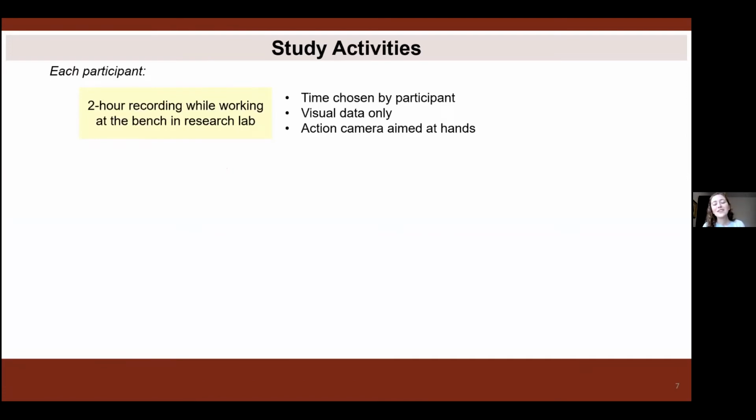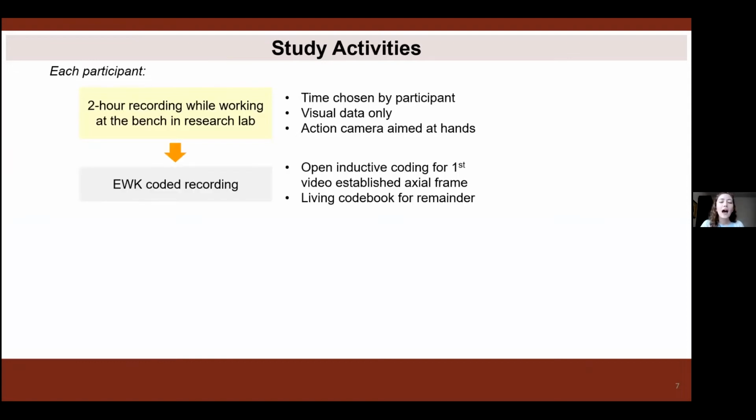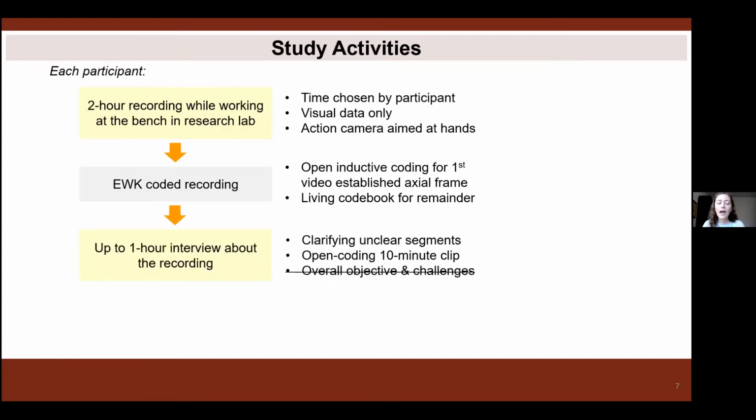So each participant did 2-hour sessions where they were recording their work while they were working in their lab on their projects. I coded those recordings. The first recording I analyzed with grounded theory to establish my framework, and I analyzed all the remaining recordings using that framework. Afterward, we had the retrospective interview where I had them clarify some segments that I wasn't exactly sure what they were doing or why they were doing it. And they also coded part of the recording as well to help as a sort of validation strategy to make sure I was coding appropriately.